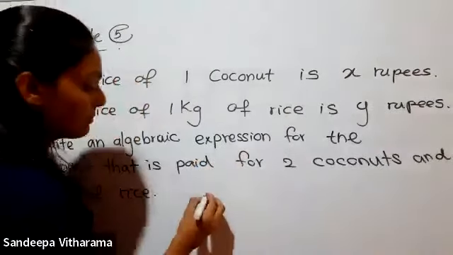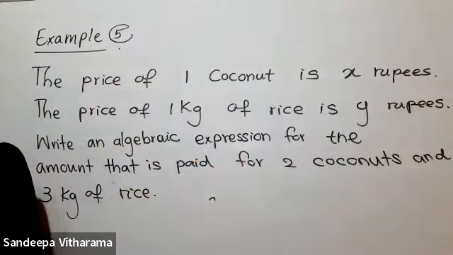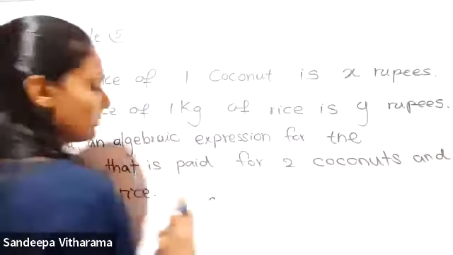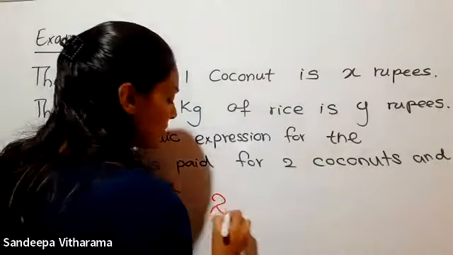x times 2 becomes 2x. Okay? Then to buy 2 coconuts, it needs 2x.